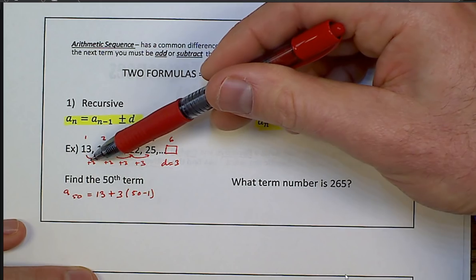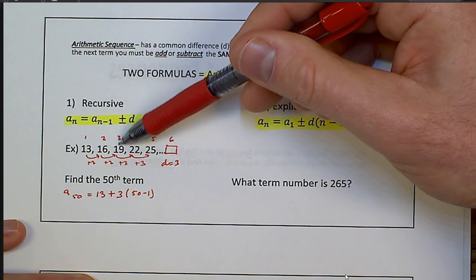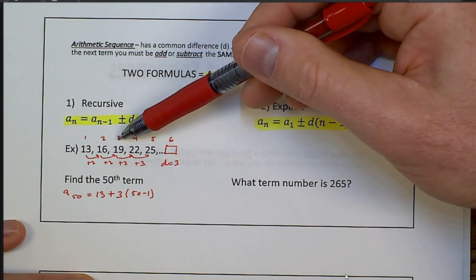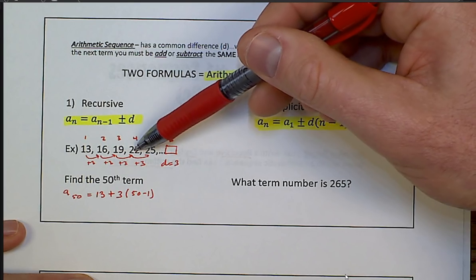I added 3 only once. If I asked for the third term, 19, how many times did you add 3 to get to it? 1, 2. So I went from 3, adding twice. If I wanted the fourth term, 22, how many times did I add 3? I added 3, 1, 2, 3 times.